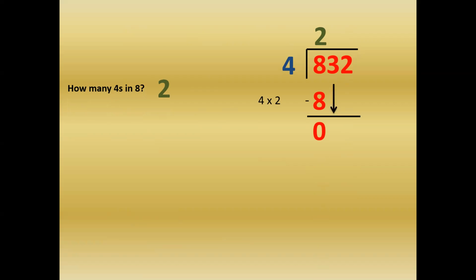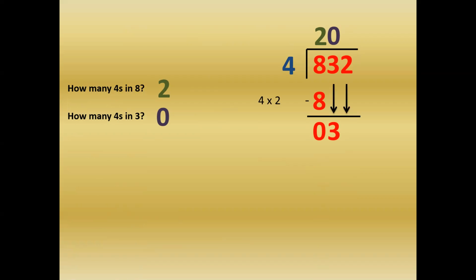We have to bring down our 3. So then how many 4's in 3? 0. So we put a 0 above the 3. And if our zeros weren't important, we could just leave that out and it would not have the same answer. So we have to make sure we include our zeros.